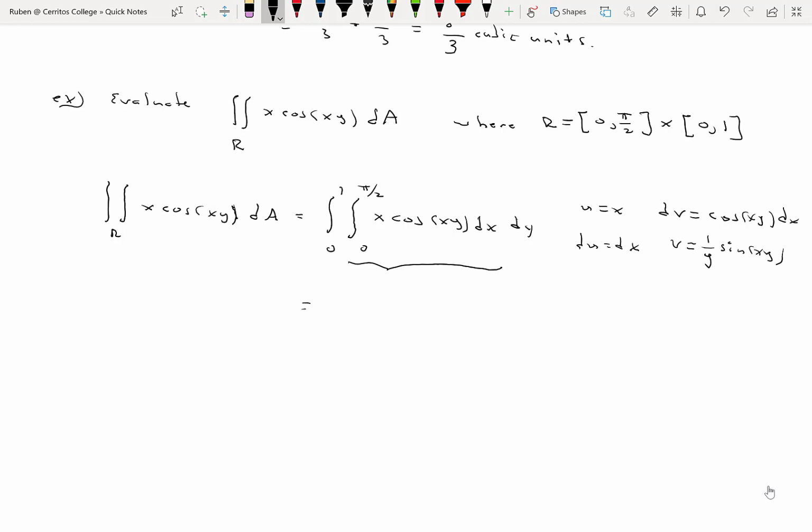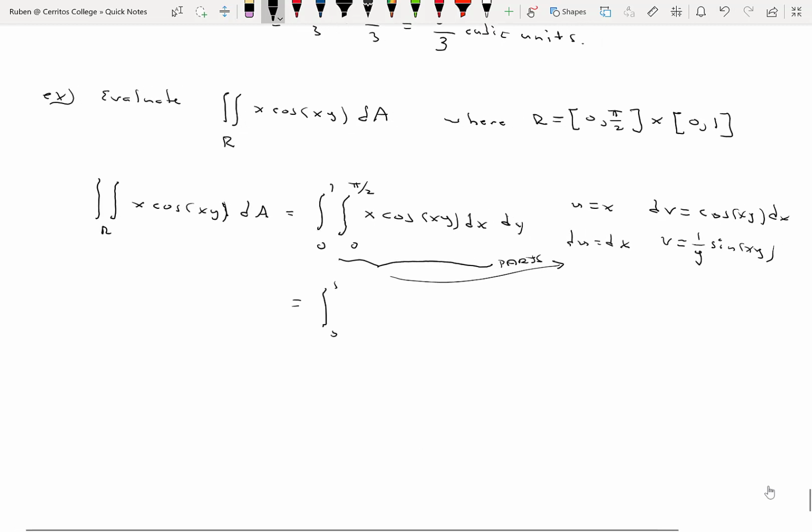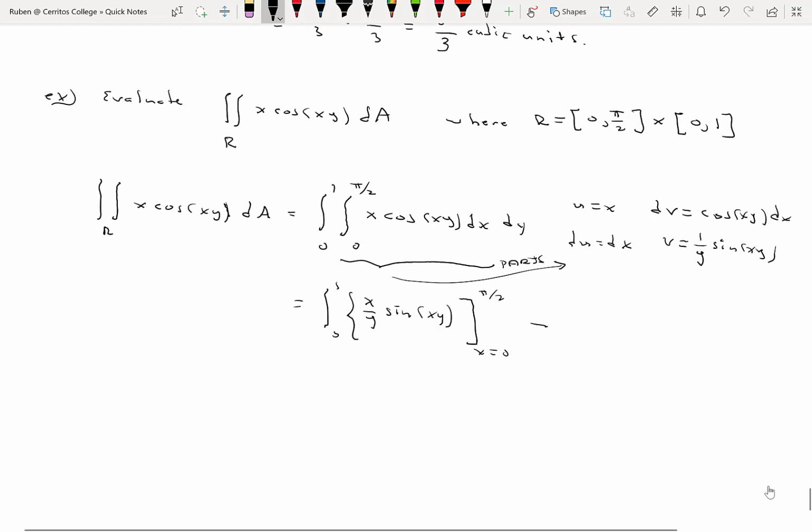Okay, fair enough. So we're looking at the integral from 0 to 1, and here we're integrating by parts. u times v will be x over y times the sine of xy. Now this is a definite integral, so this is as x is varying between 0 and pi over 2. We have to keep track of that. Minus the integral of v du. Well, du is actually dx, we're integrating with respect to x, so y is held fixed. It can be factored outside of the integral or left inside, times sine of xy with respect to x. Then we integrate that result with respect to y.